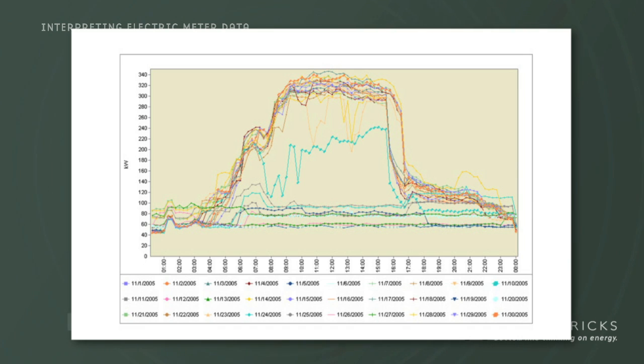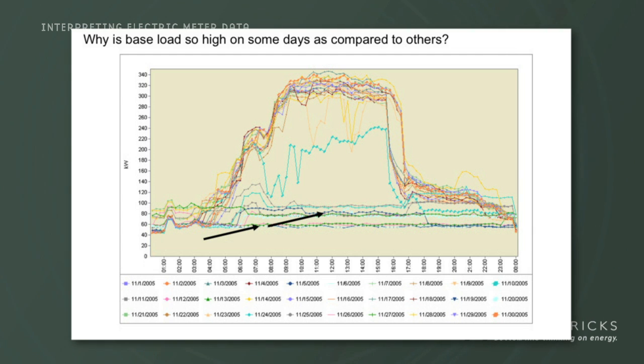Here's another interesting chart or graph, similar to one we saw in the last session, where there's a difference here, in this case, of the shutdown load. Difference between Saturdays and Sundays and other weekend days. So why is the base load so high on some of these shutdown days as compared to others? In this case, it's about a 20 kW difference. What piece of equipment is left running all the time to cause that 20 kW difference?